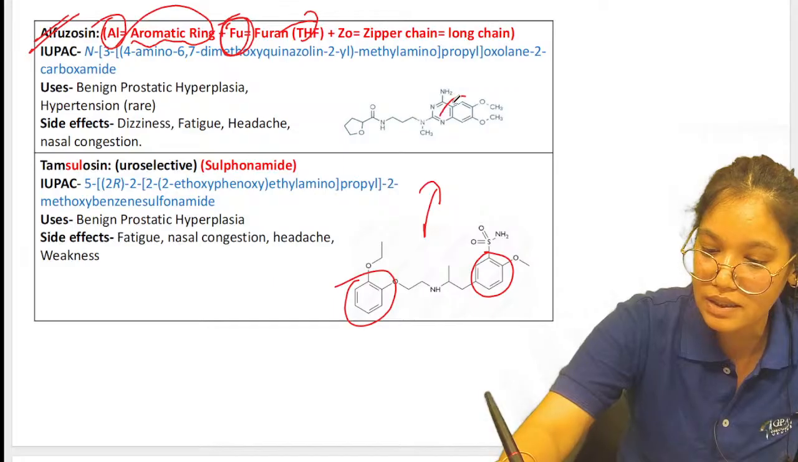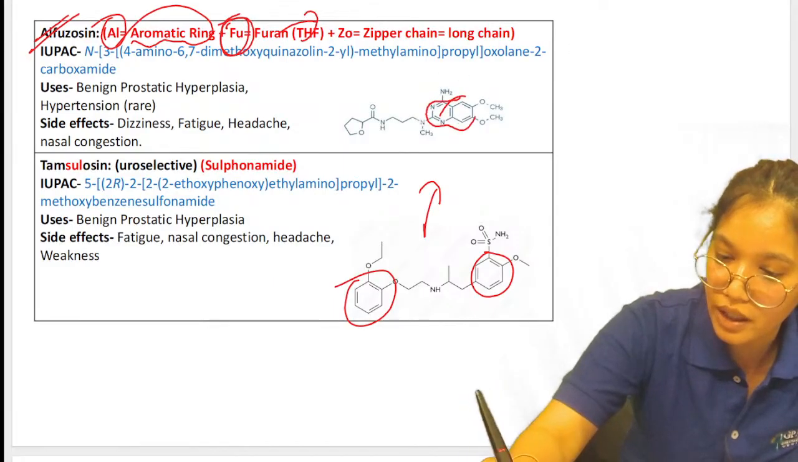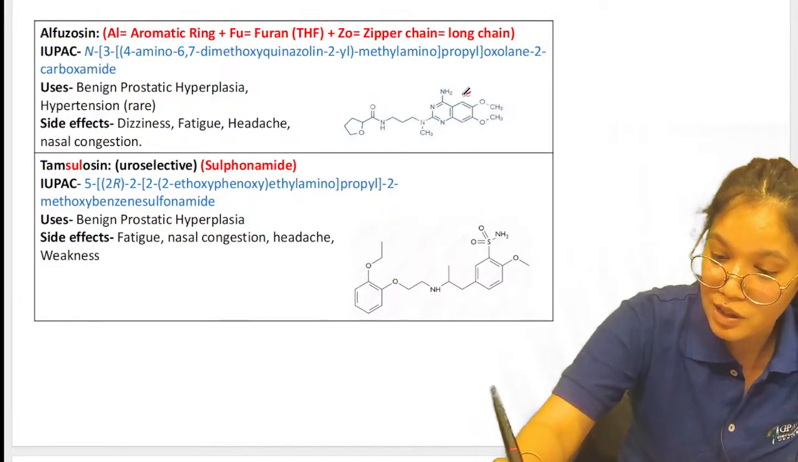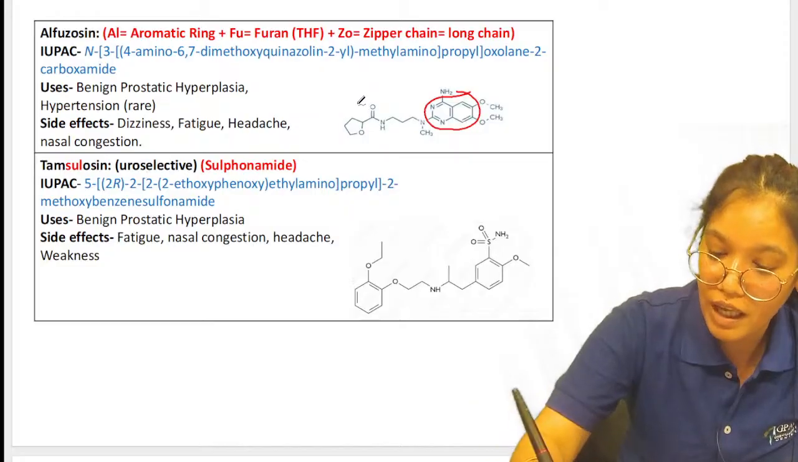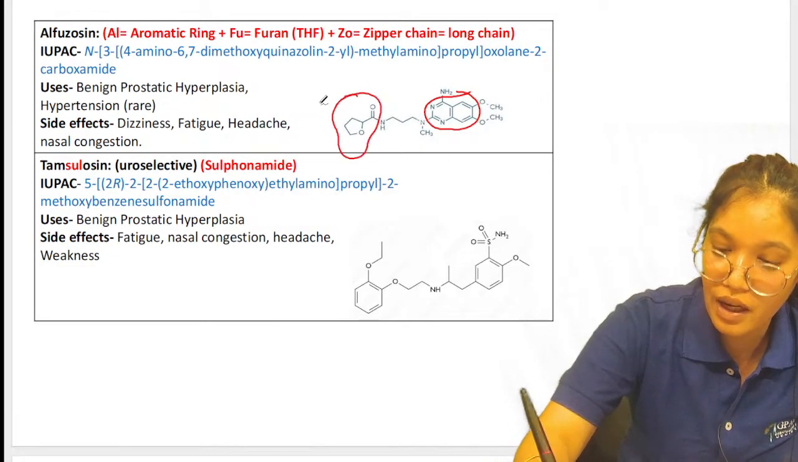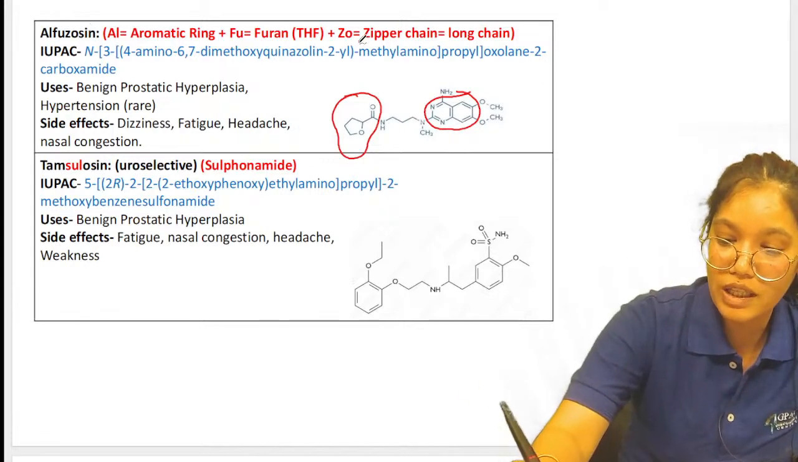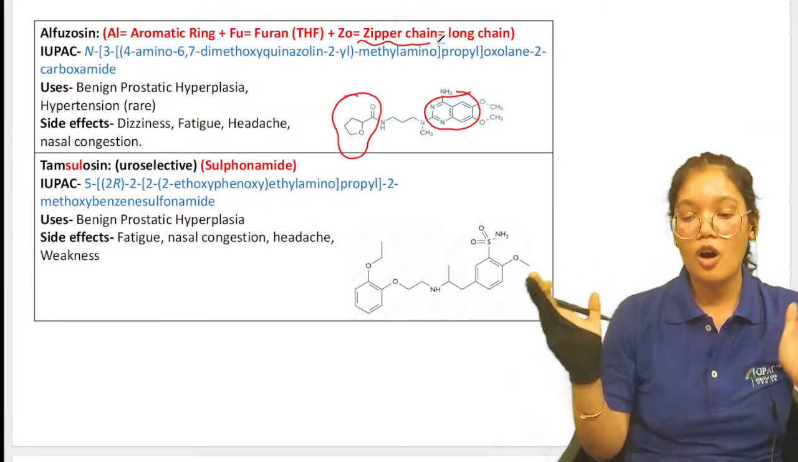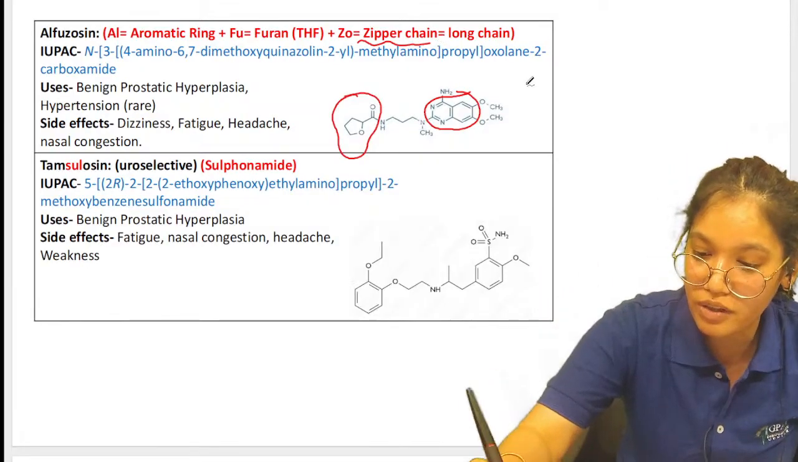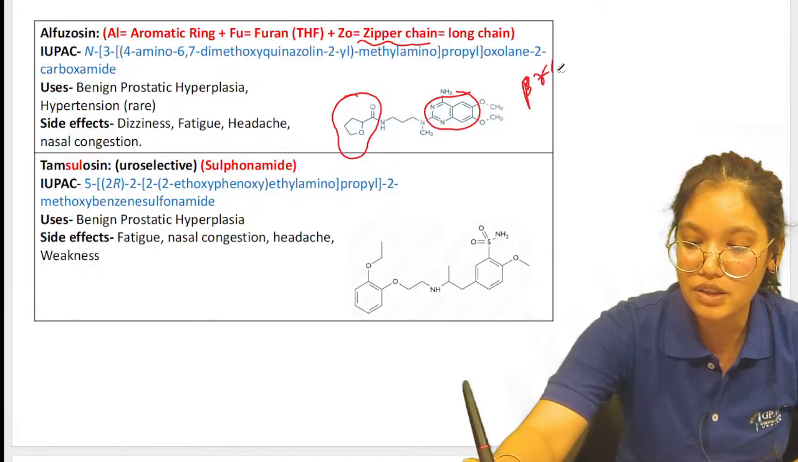Now this is the ring. Sorry, I have told you here. So this is the ring, this is the aromatic ring. Okay, now we have a furan ring, the tetrahydrofuran ring here. Then from zo we can say a zipper chain. Zipper chain means a long chain. We have a long chain in its structure. So here we have a 3-membered chain, the propyl chain in its structure.